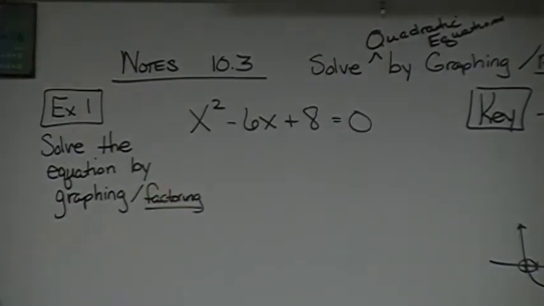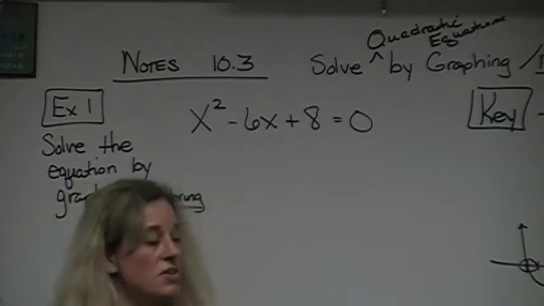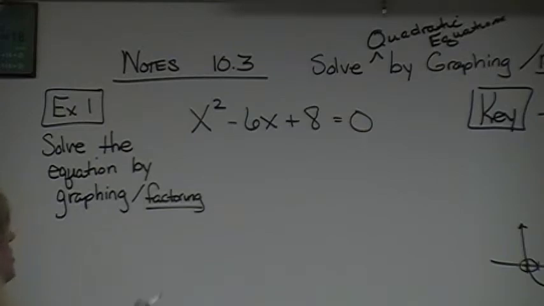So can we factor if it's set equal to 0? We sure can. Let's see if we can revisit how we solve by factoring. What I'm going to do is find my solutions. I'm going to find where this parabola is going to cross the x-axis.